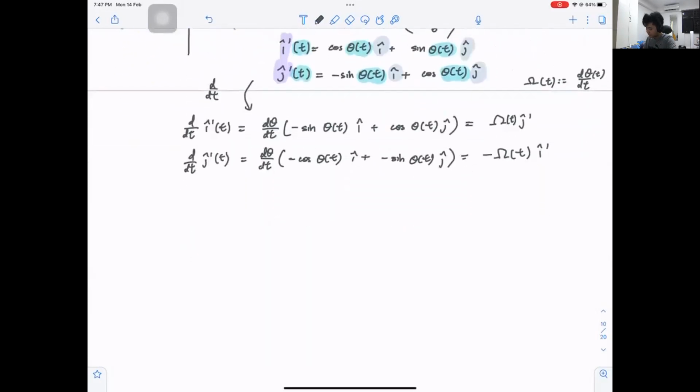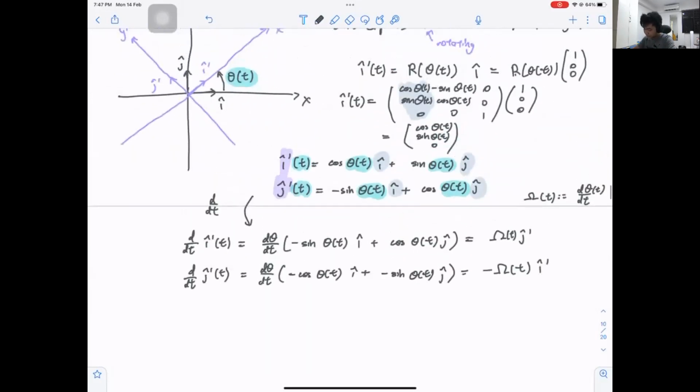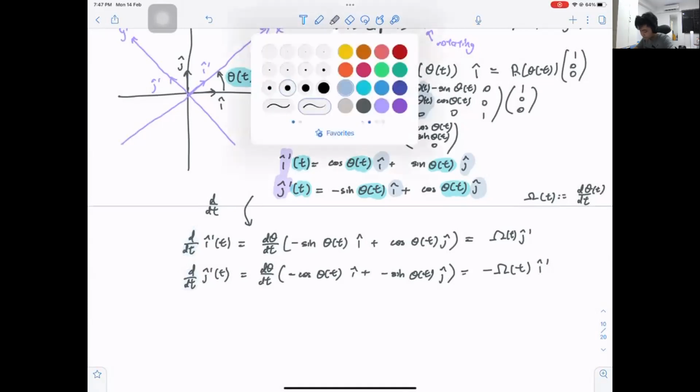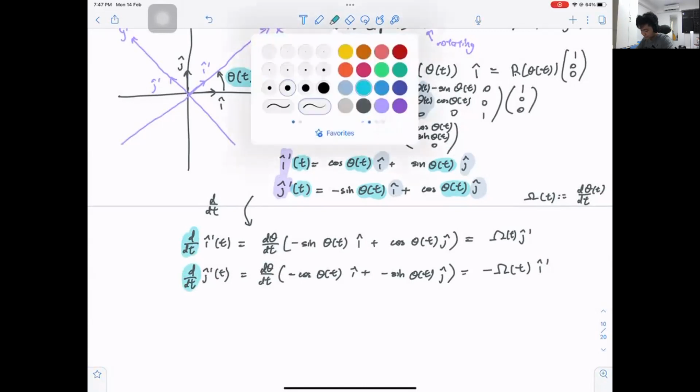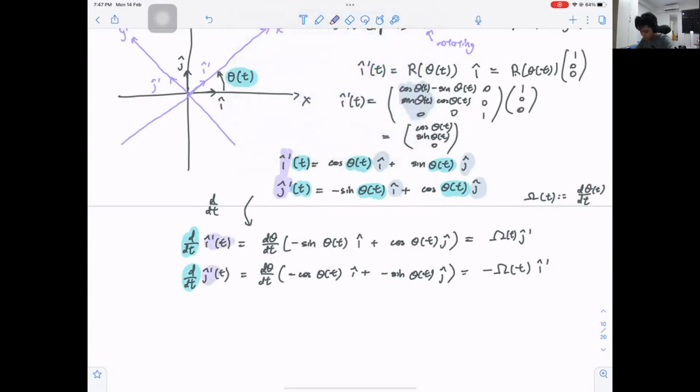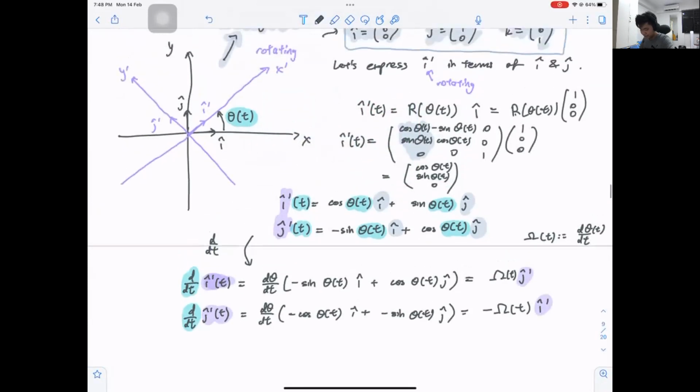Okay, so what do we see over here? We see that the time derivative of our changing i prime and j prime vectors, how do they change? What's their rate of change? Their rate of change is proportional to j prime and i prime. So the time derivative of i prime is actually proportional to j prime. So that's a bit suspicious, right? How does that make sense?